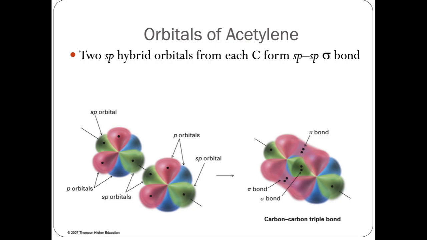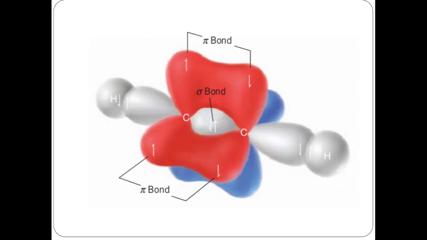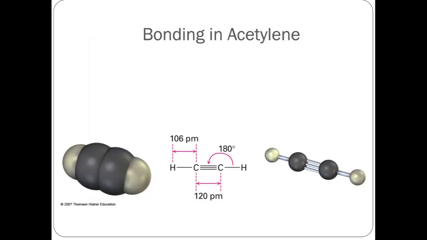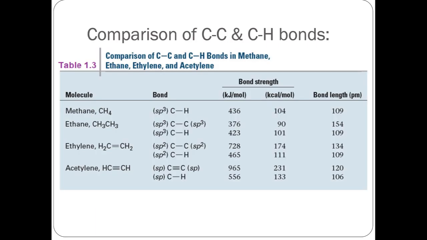Two sp hybrid orbitals from each C form an sp-sp sigma bond. The pz orbitals from each C form a pz pi bond by sideways overlap, and the py orbitals overlap similarly. The carbon-carbon triple bond in acetylene, 120 pm, is shorter than the carbon-carbon double bond in ethylene, 134 pm, and the carbon-carbon single bond in ethane, 154 pm.